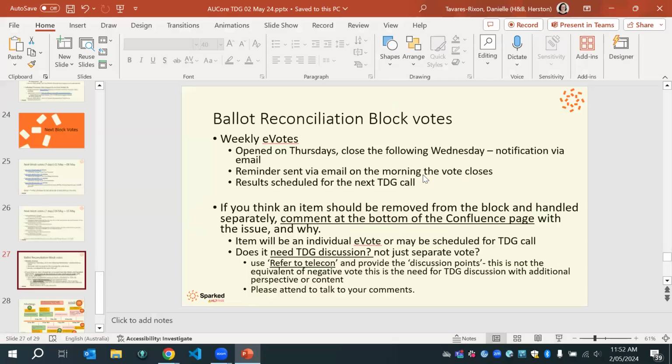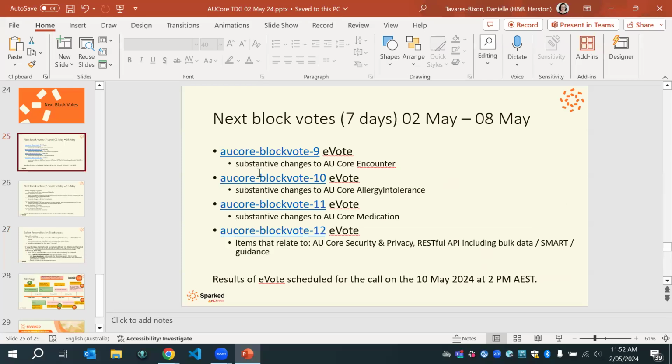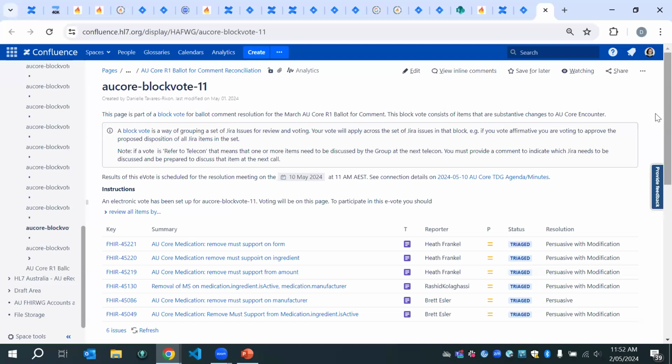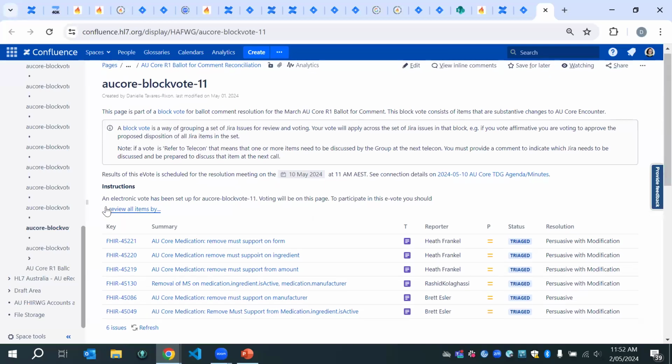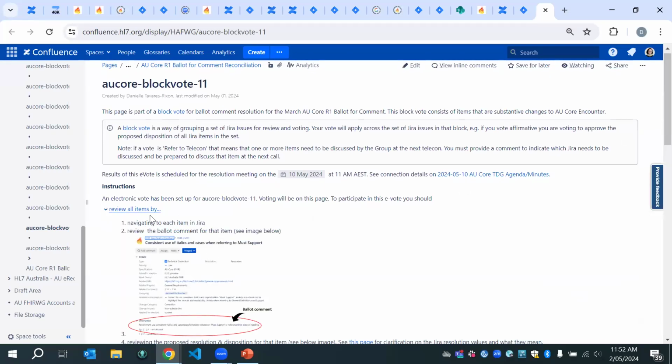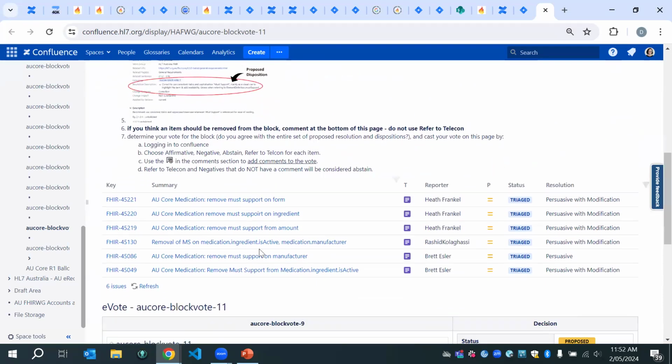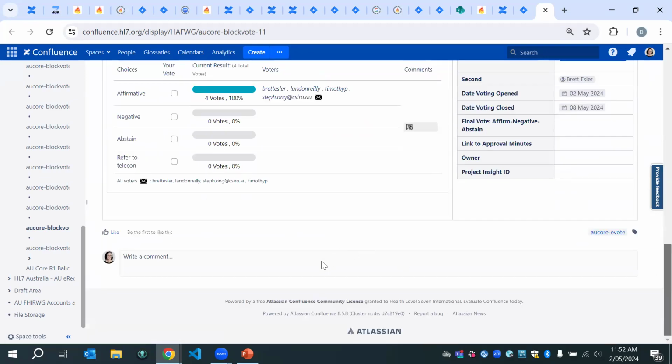So I'll just go to a page now for what that might look like. So this is block vote 11. This is out and available. And we have instructions here on what to do above it, and how to read this. As you come through, you might read these items and think this one in particular actually doesn't belong in this set. You think it should be treated separately. Then you comment on the bottom of the page, you come down and you put a comment here.